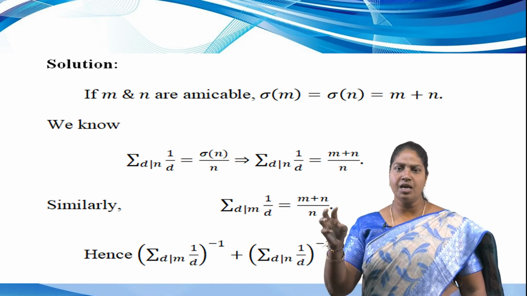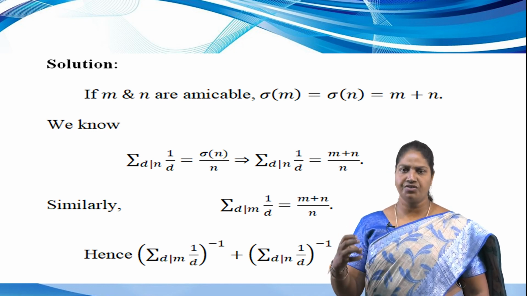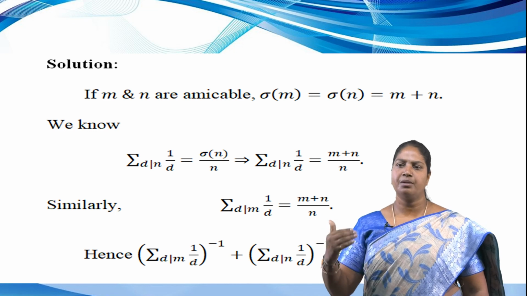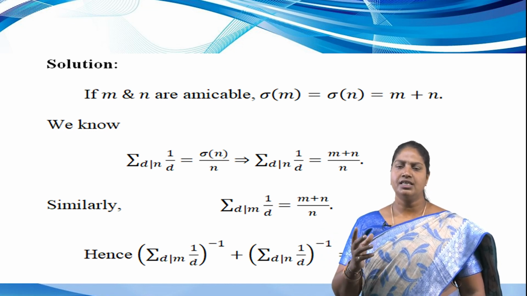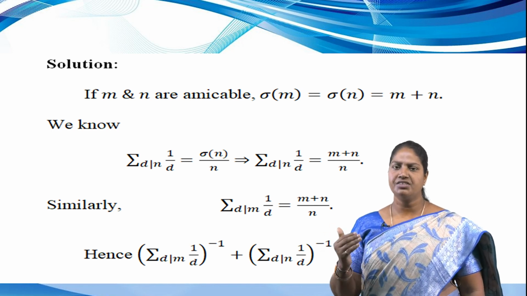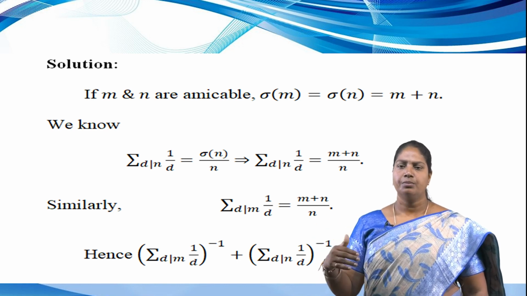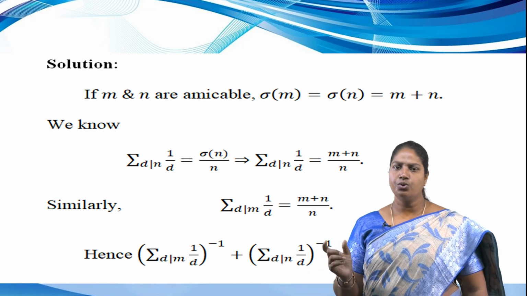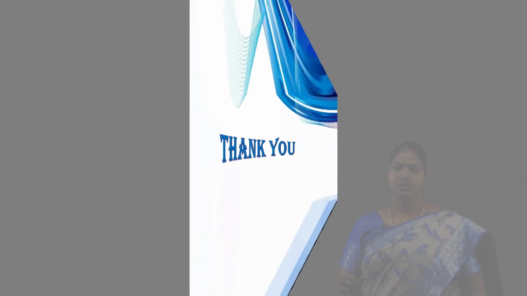Similarly, we use the same idea. We can get the summation of 1 by d, where d is a divisor of m, is equal to m plus n by m. Now we calculate the sum of the inverses, that is, the inverse of the summation of 1 by d plus the inverse of the summation of 1 by d, where d is a divisor of n. This is nothing but n by m plus n plus m by m plus n. So the numerator is m plus n, the denominator is m plus n. So it is nothing but 1. So the sum will be 1. Thank you.